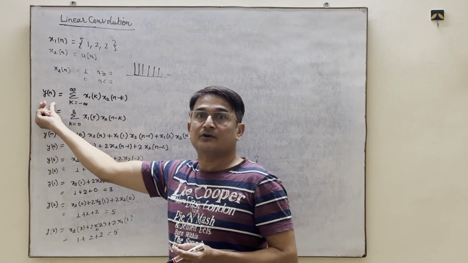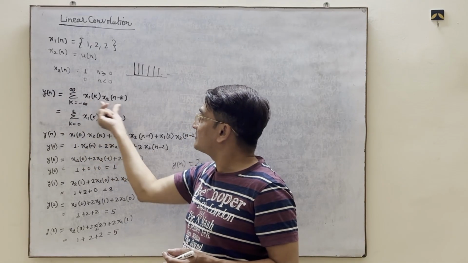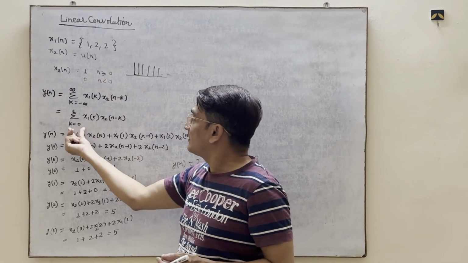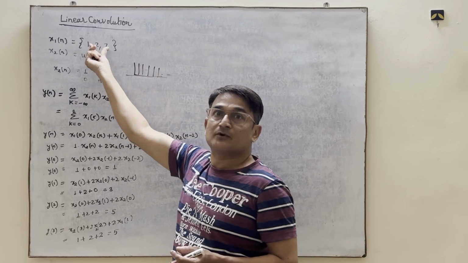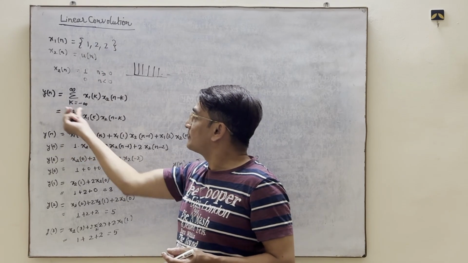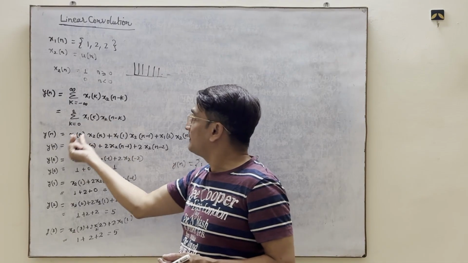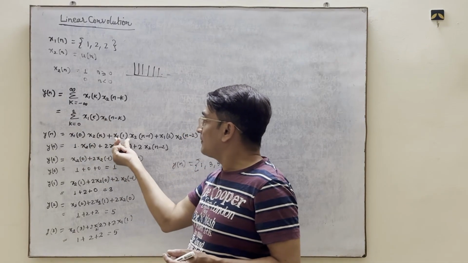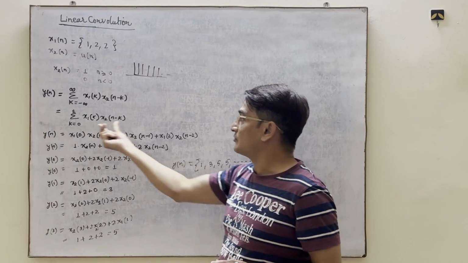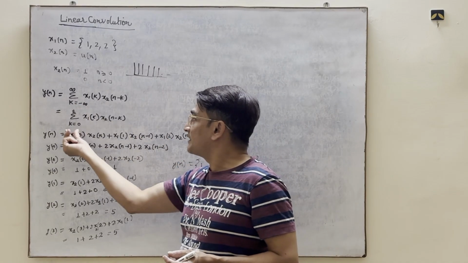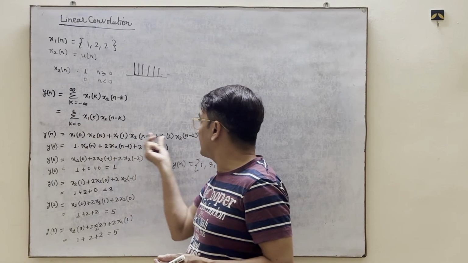So the formula for convolution is y of n is equal to summation k equals minus infinity to infinity x1 of k x2 of n minus k. If you are considering the first sequence, which is only from 0 to 2, it will become k equals 0 to 2 x1 of k x2 of n minus k. Now we will expand this, which will be x1 of 0 x2 of n plus x1 of 1 x2 of n minus 1 plus x1 of 2 x2 of n minus 2. I have expanded this summation from 0 to 2, so in place of k I have kept 0, 1 and 2.